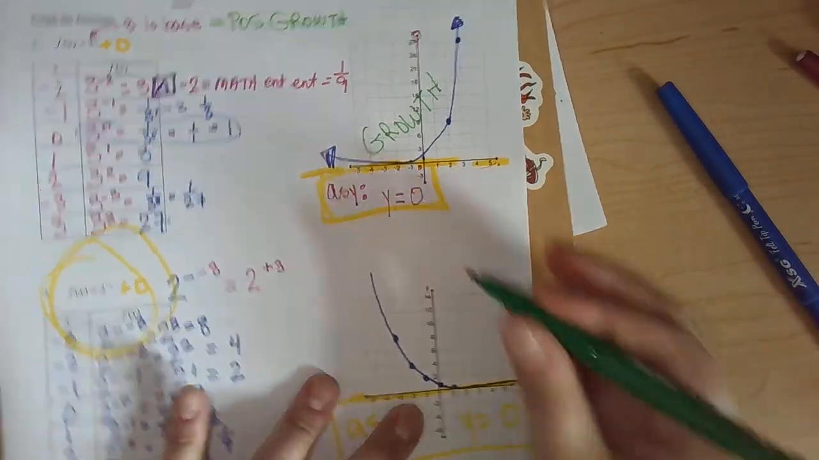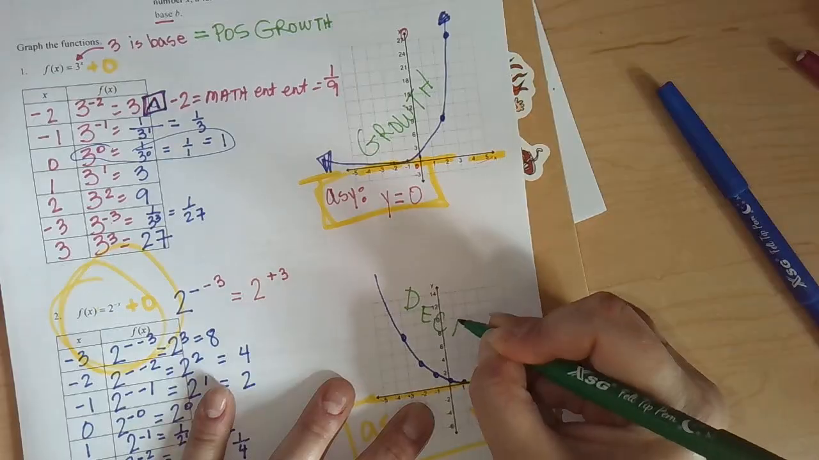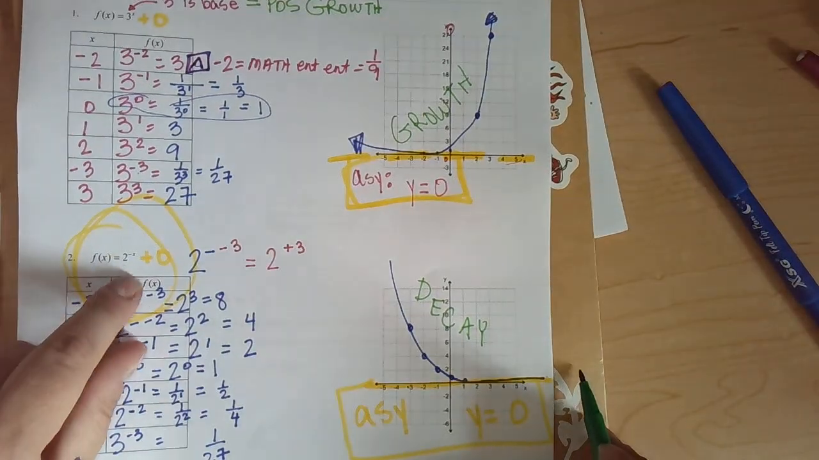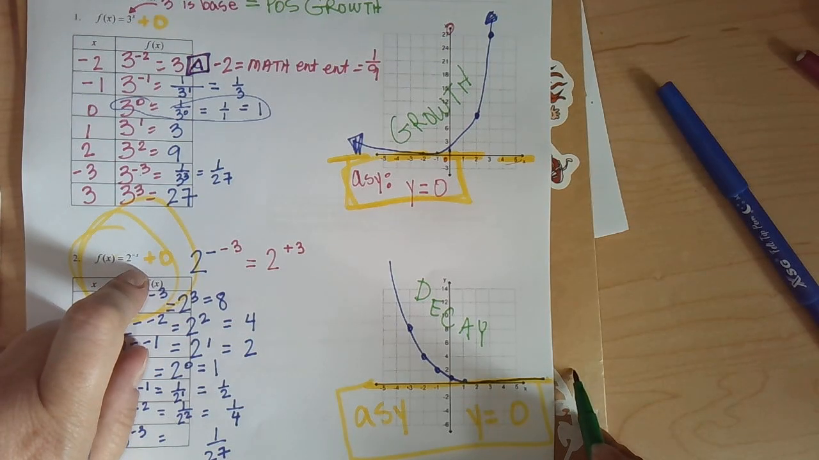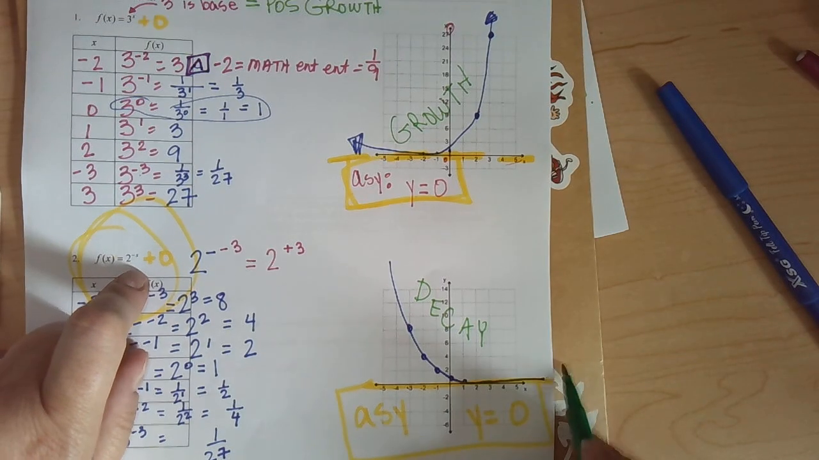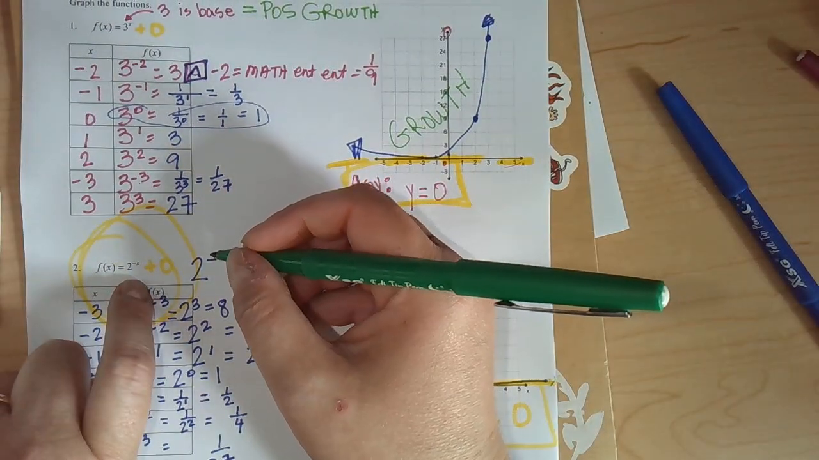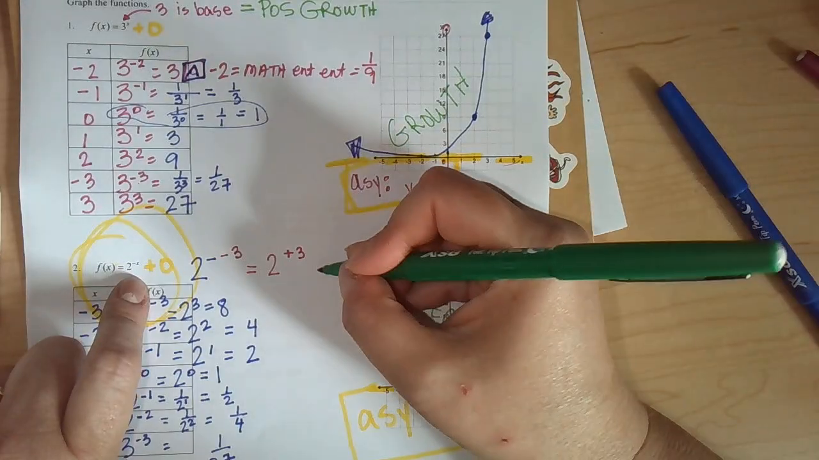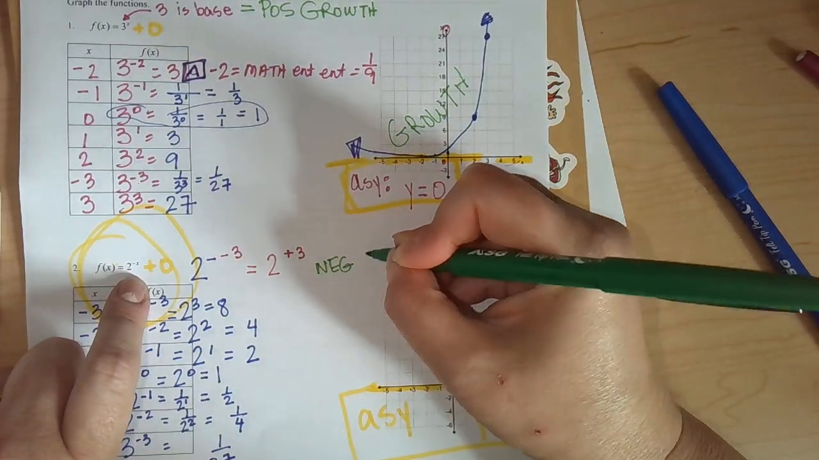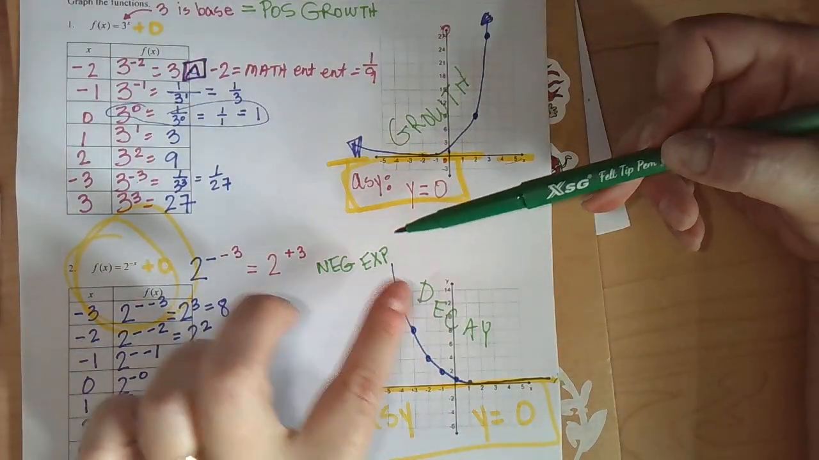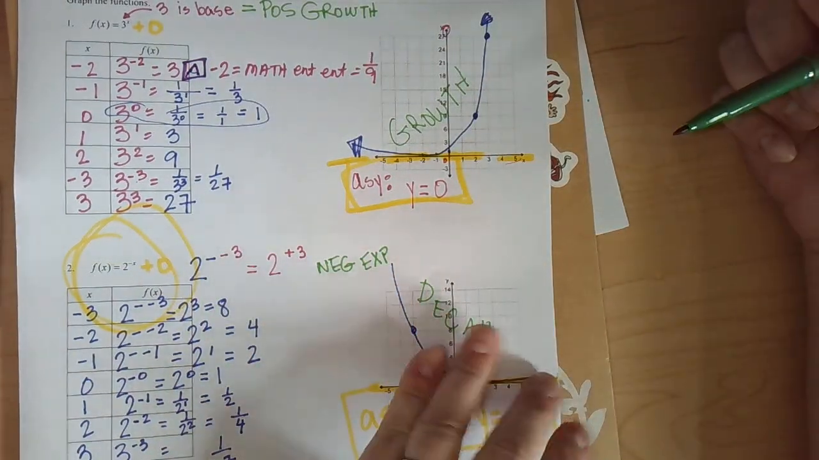Okay, this second picture we have is called decay. Let's look at its equation and see why it might be decay. It's going down. Well, sorry, it's decay because we have a negative exponent. And our picture is going down from left to right.